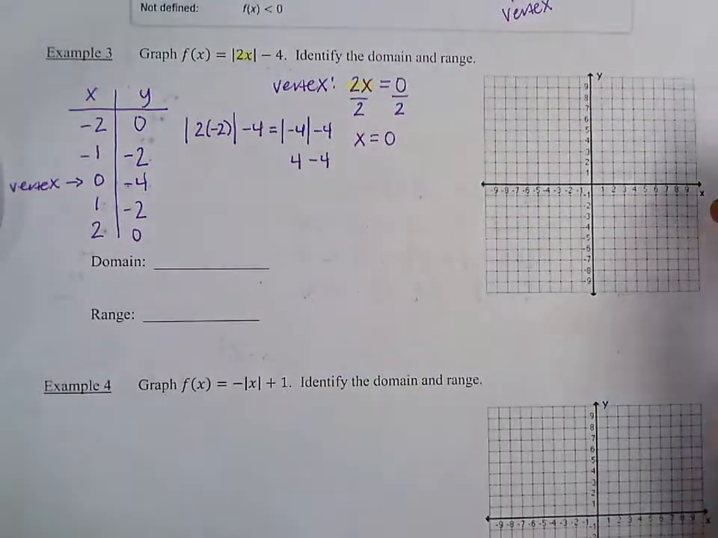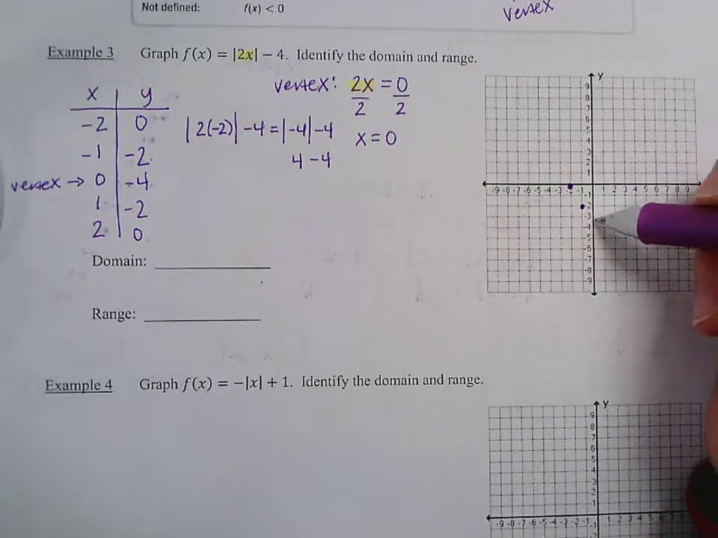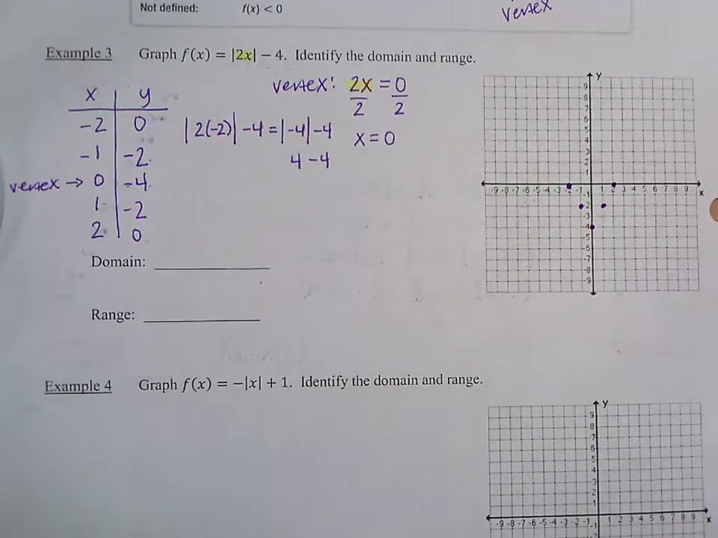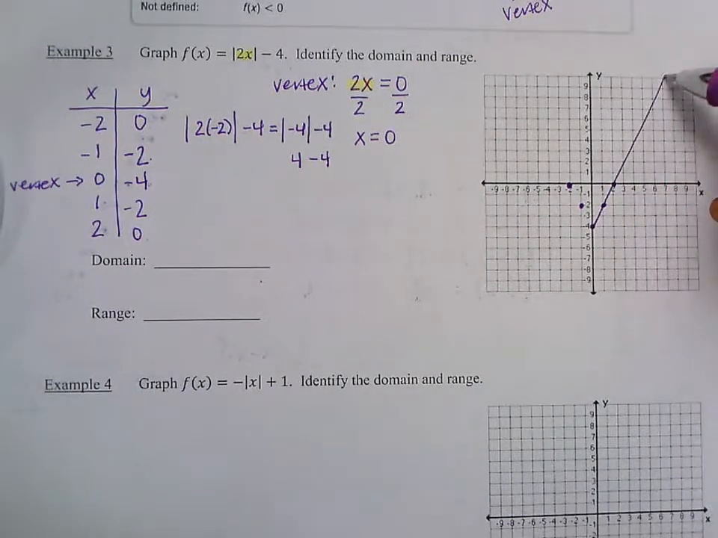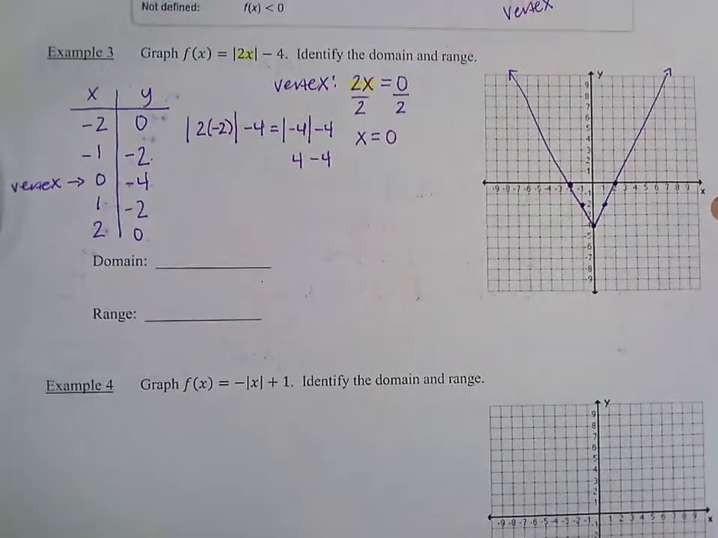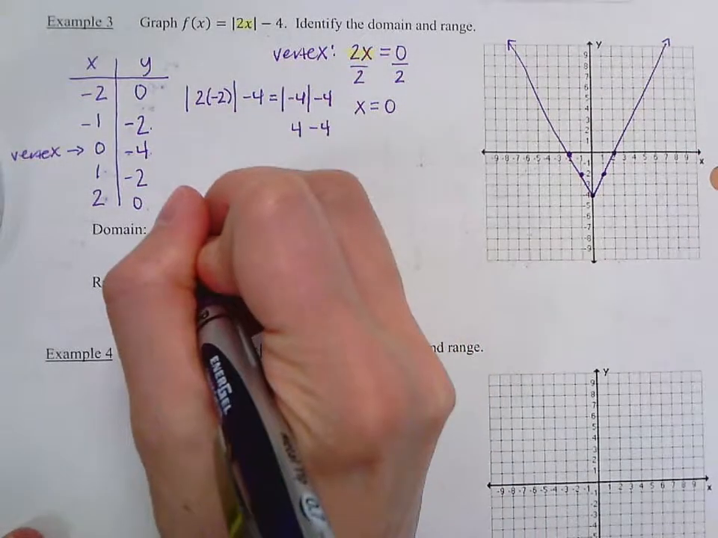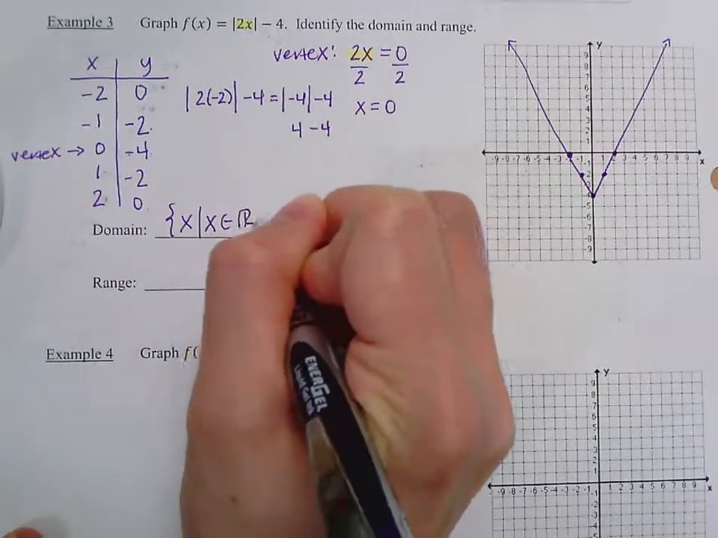So now if I plot these, you should see that it creates a V. You can draw the V in. Okay, the domain, like I said, for these is always all real numbers. X can be anything. So x such that x is an element of the real numbers.